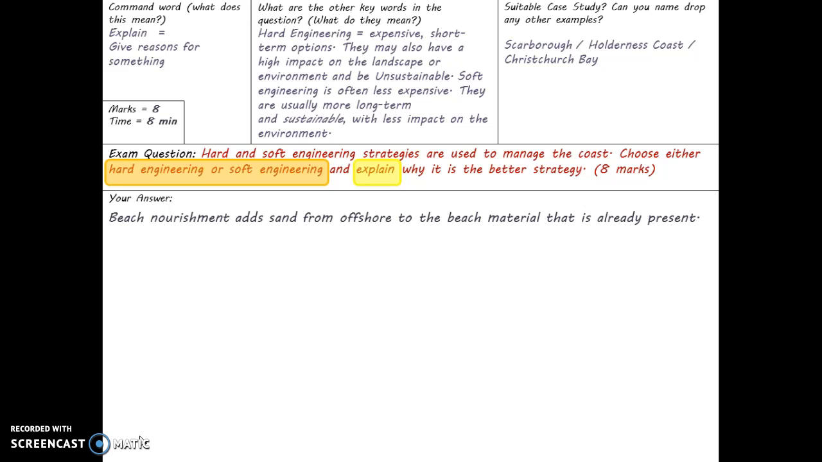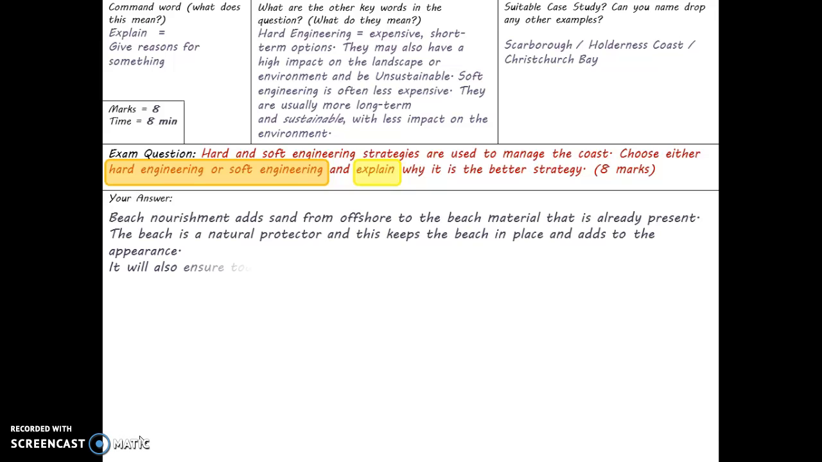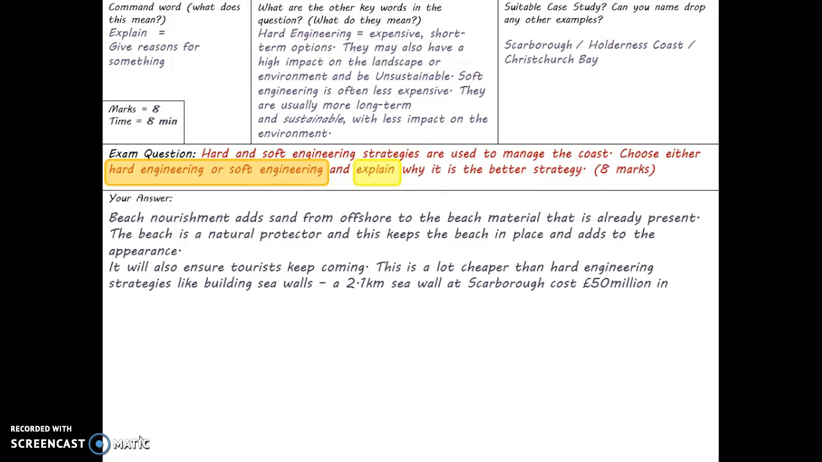I'm beginning by identifying a soft engineering option. So we're talking about how beach nourishment adds sand from offshore to the beach material that's already present. The beach is a natural protector, and this keeps the beach in place and adds to the appearance. It will also ensure that tourists keep coming. This is a lot cheaper than hard engineering strategies like building seawalls. So we're beginning to compare. We're beginning to say why soft engineering is a better option.